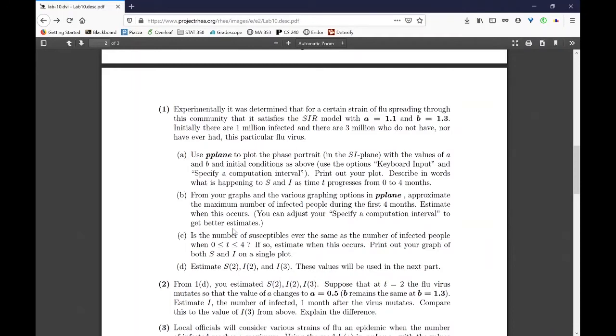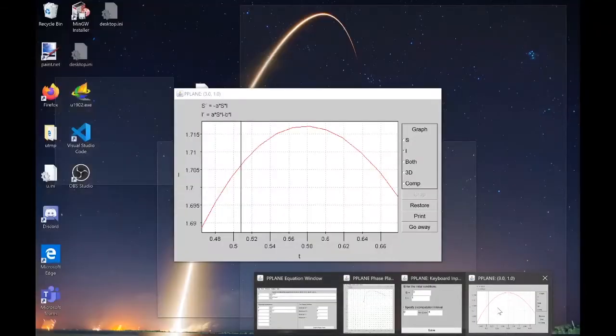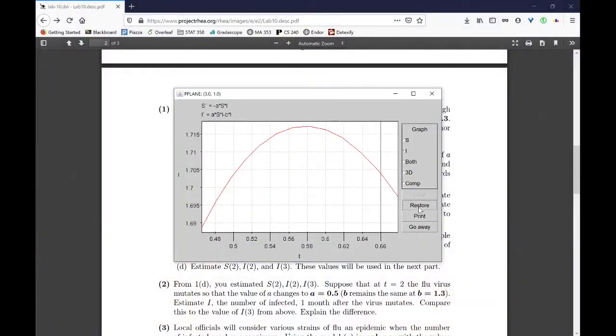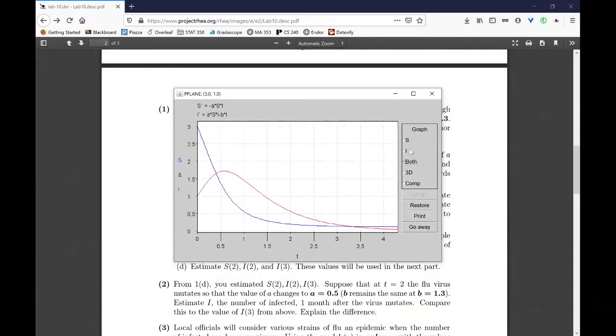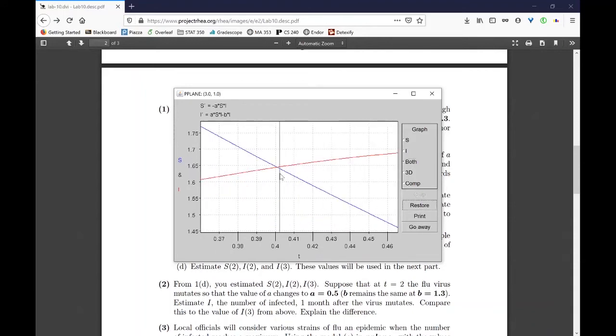Now, for part C, is the number of susceptibles ever the same as the number of infected people in this time interval? Okay, again, we can do the exact same thing. Use these S and I of t versus time graphs. So we just choose both over here, and here we can see at this time period right here, the number of susceptible people and the number of infected people is the same. So to again find exactly when this occurs, we can crop it really close and find that it's about 0.4.